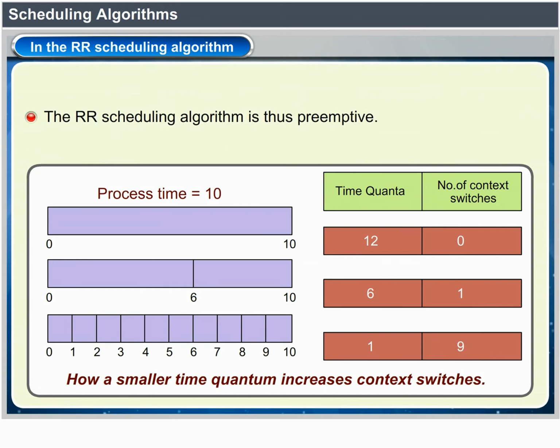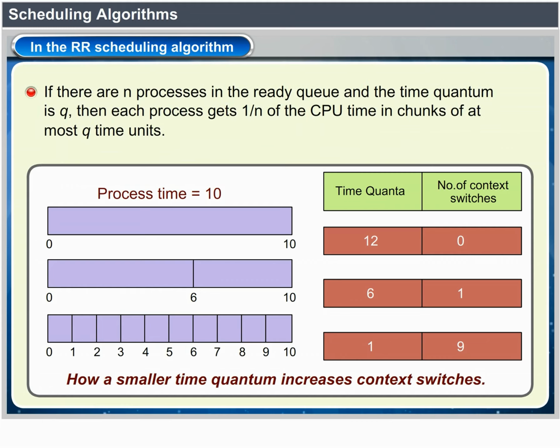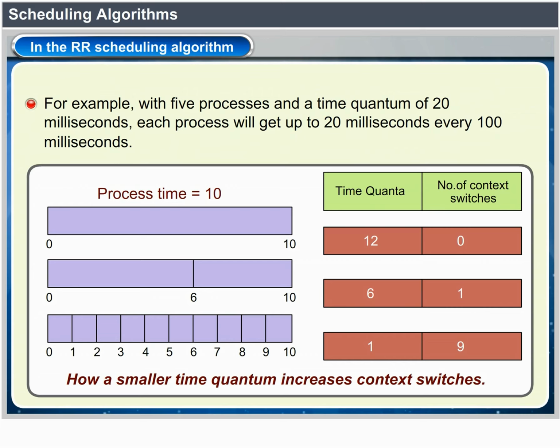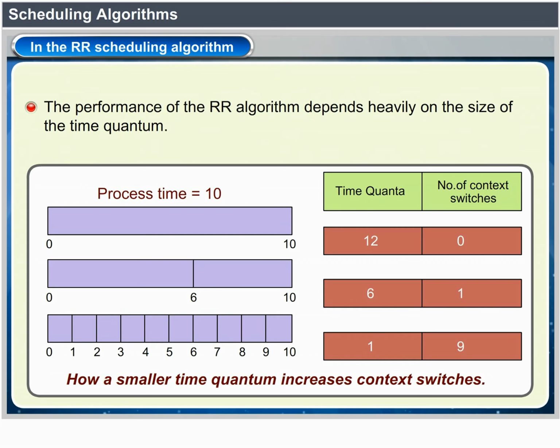If there are n processes in the ready queue and the time quantum is q, then each process gets 1/n of the CPU time in chunks of at most q time units. Each process must wait no longer than (n-1) × q time units until its next time quantum. For example, with 5 processes and a time quantum of 20 milliseconds, each process will get up to 20 milliseconds every 100 milliseconds. The performance of the RR algorithm depends heavily on the size of the time quantum.